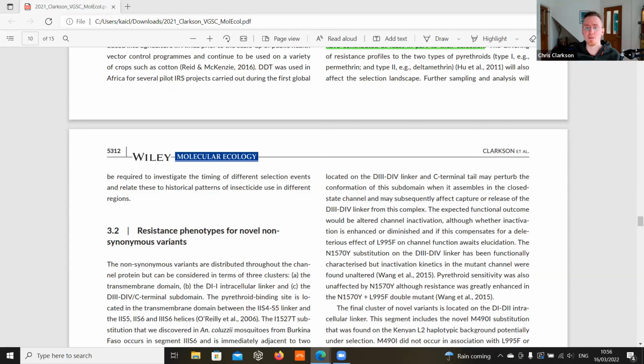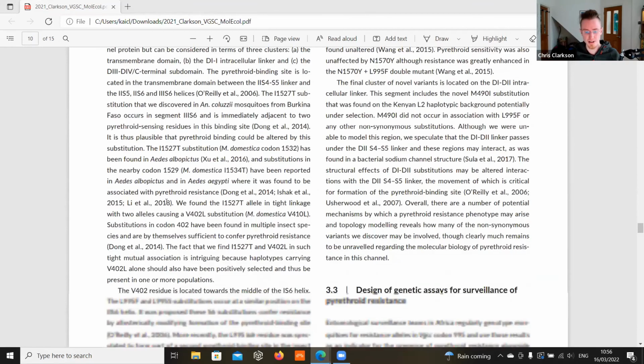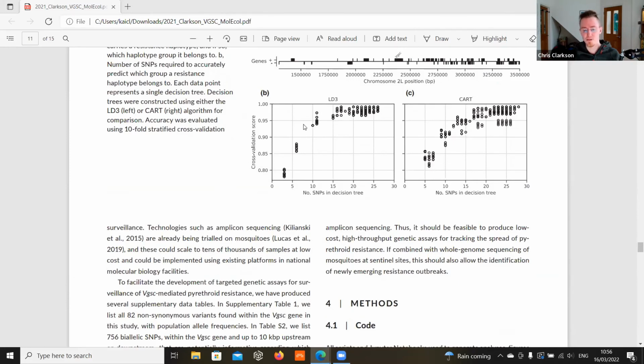We tried a couple of different methods, and, let me find the figure, sorry. It's when this cross-validation score peaks that you are able to discern all of your 10 haplotype groups. We can see here it's about 20 SNPs. These are two different methods, and they both show a very similar thing. So to pull apart the 10 haplotype groups we have identified in these analyses, you need to assay at least 20 SNPs.